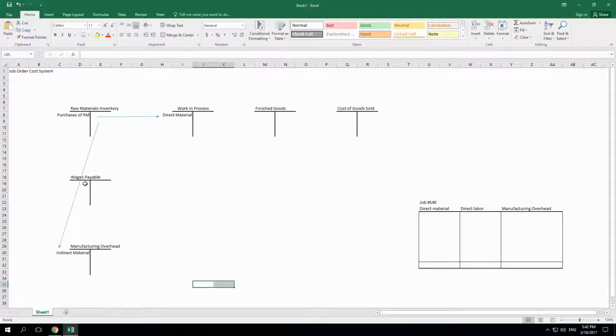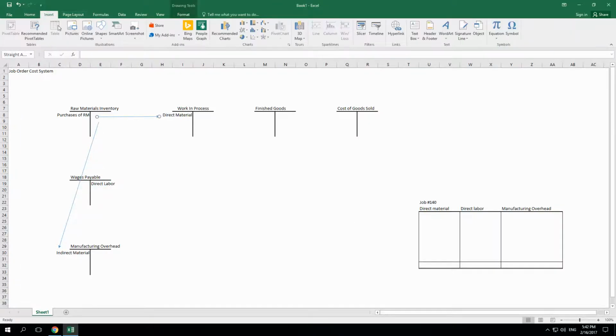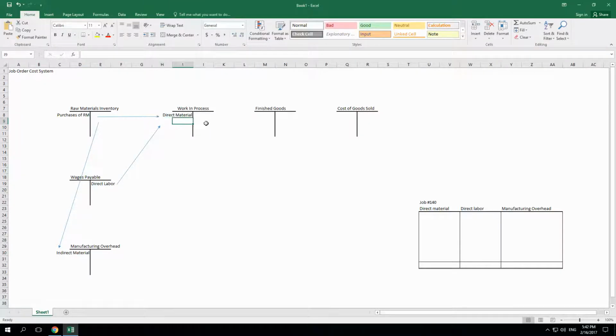Now, any direct labor, right? Any direct labor, we can book it and charge it directly to work in process. Okay, so direct labor, and then you probably would be crediting wages payable, just like you would with any type of payroll transaction. We'll call this direct labor. Okay, so that's an increase to work in process. So far, so good? Yep.